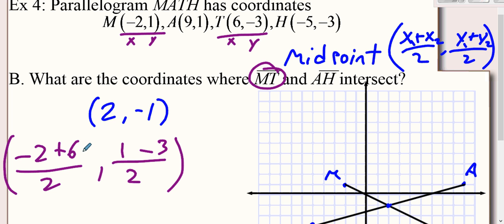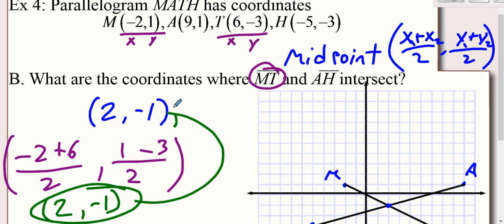So -2 plus 6 is 4, divided by 2 is 2. 1 minus 3 is -2, divided by 2 is -1. We got the same answer because it's the right answer. Could have done the midpoint of AH also, same way. 9 and -5 divided by 2. 1 and -3 divided by 2. You get the same answer. That's because the diagonals bisect each other.